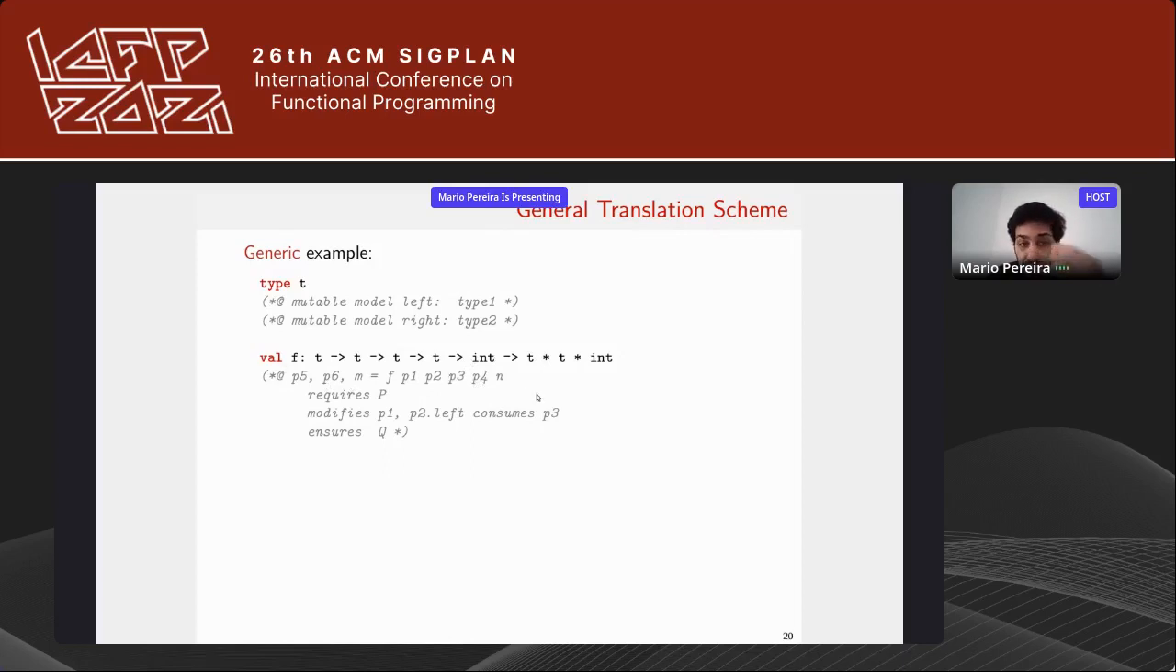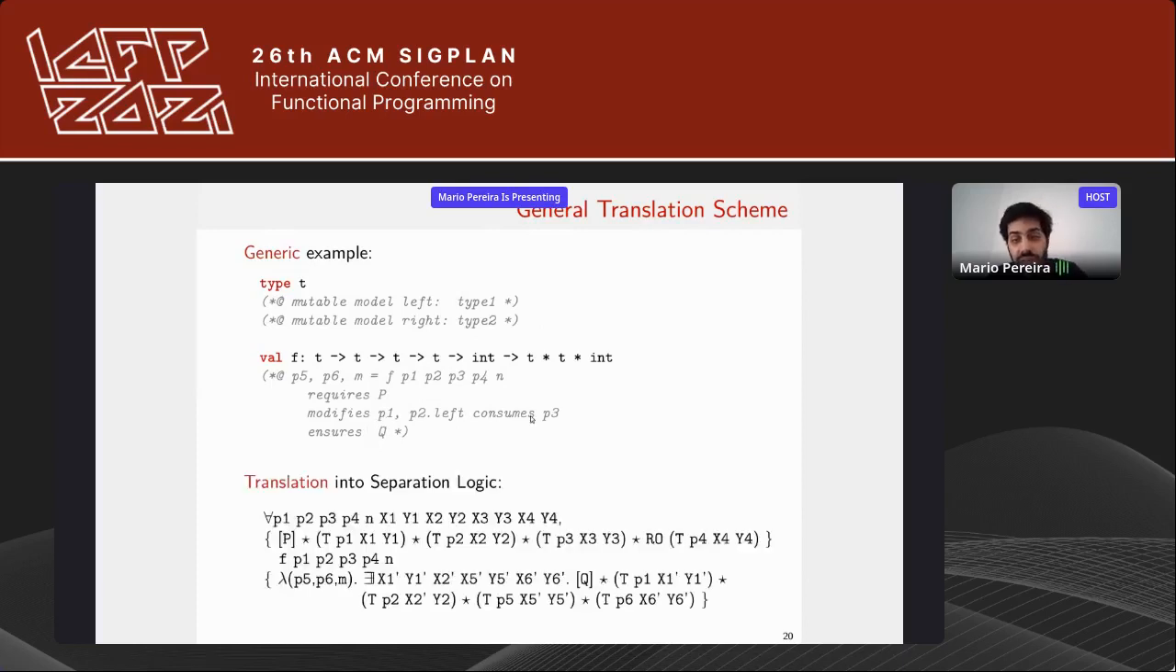And so, once again, it's important to stress that all of these arguments are disjoint from each other, but also from the values returned by the function. So P5 is disjoint from P6, and both of them are disjoint from any other argument. Okay, so the precondition is P, the postcondition is Q, sorry. And what's important here is how you use the modifies and the consumes clause.